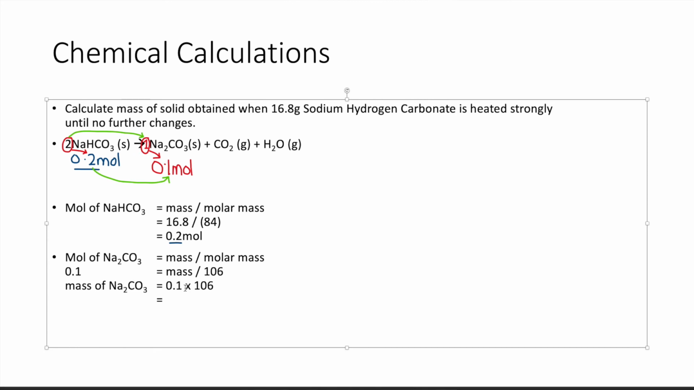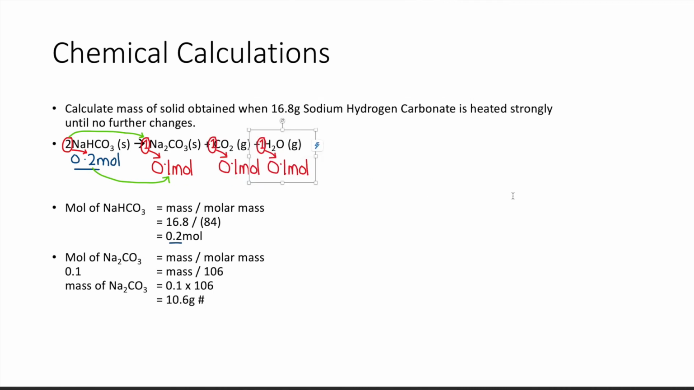Then because there is 0.1 mole of this, and because there's 0.1 mole of that, you use your formula again, number of moles equals mass over molar mass. You will dump in all the numbers and bam, you will get the answer. Let's talk about gases.